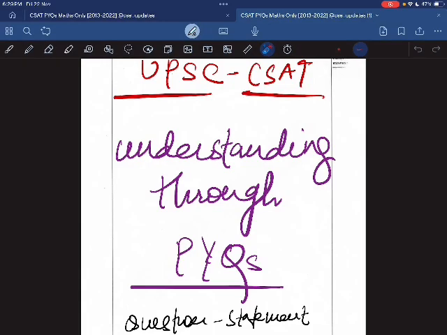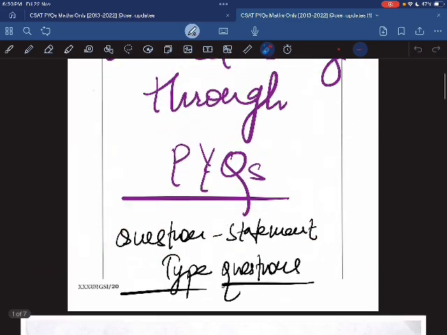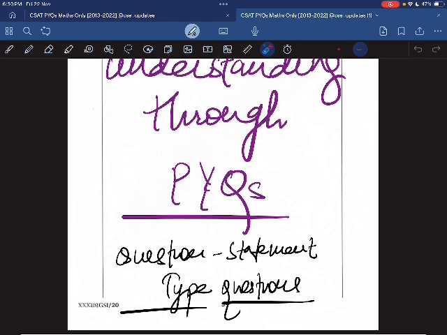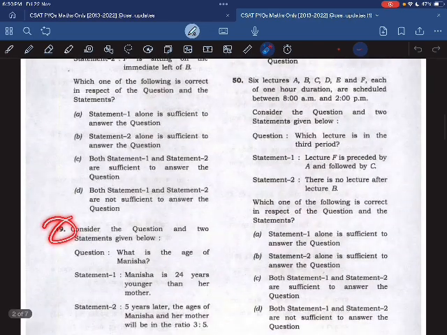So in this video we are going to understand the UPSC CSAT paper. We are going to understand the questions first, and then we see how UPSC has been asking questions recently in 2023 and 24. We will see the type of question, which is the question-statement type question. From 2022 onward, UPSC has been asking this type of question. You can see this is question 48, 49 and 50.